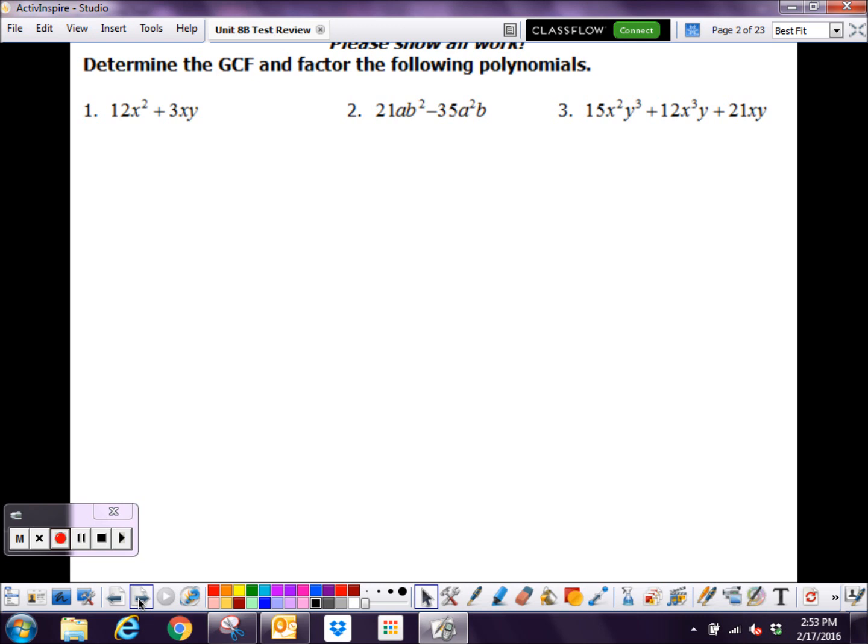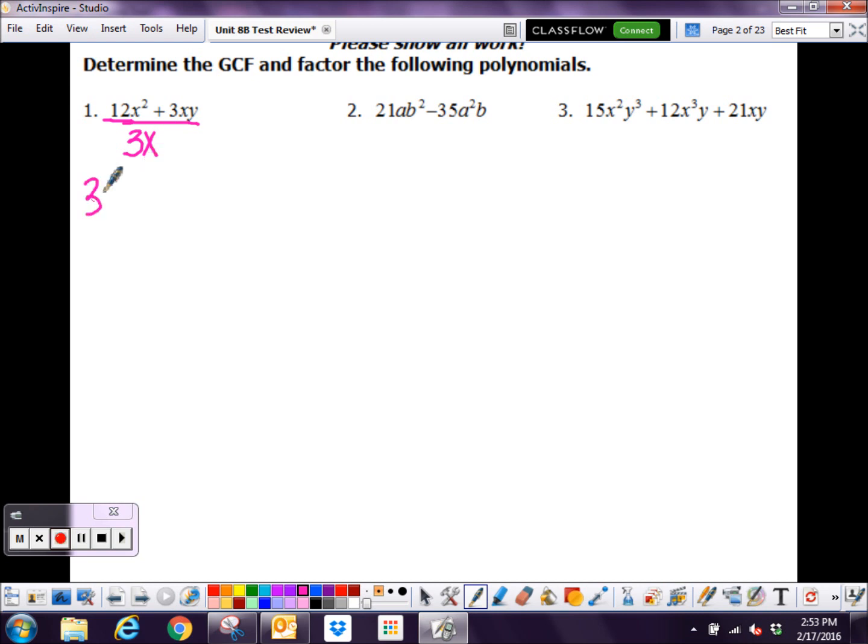Okay, so we know that we should always find the GCF first anyways. Okay, so here we go. We're going to look for a GCF here. So what goes into both 12 and 3? Okay, well 3 goes into both of those. They also both have an x. So my GCF is 3x.